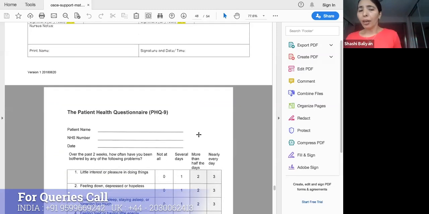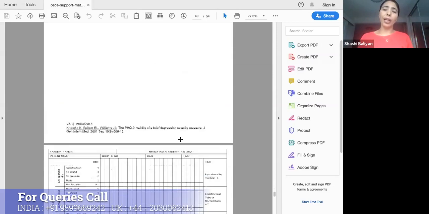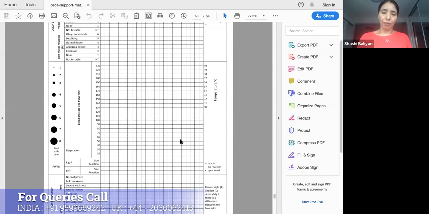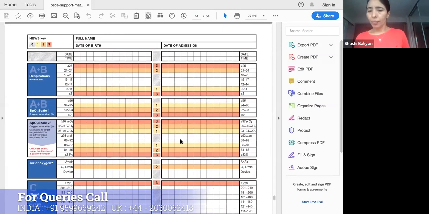Now the charts that I was telling you, let me first come to the in-hospital charts. In hospital we had two. There was a NEWS chart and there was a GCS chart. So this is basically your NEWS chart.